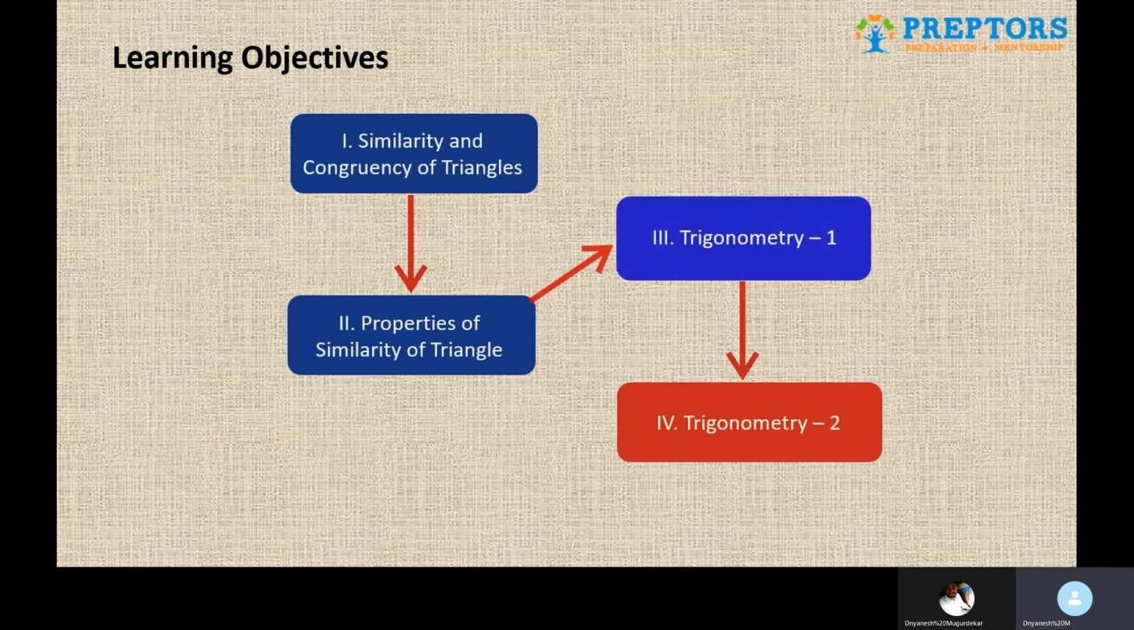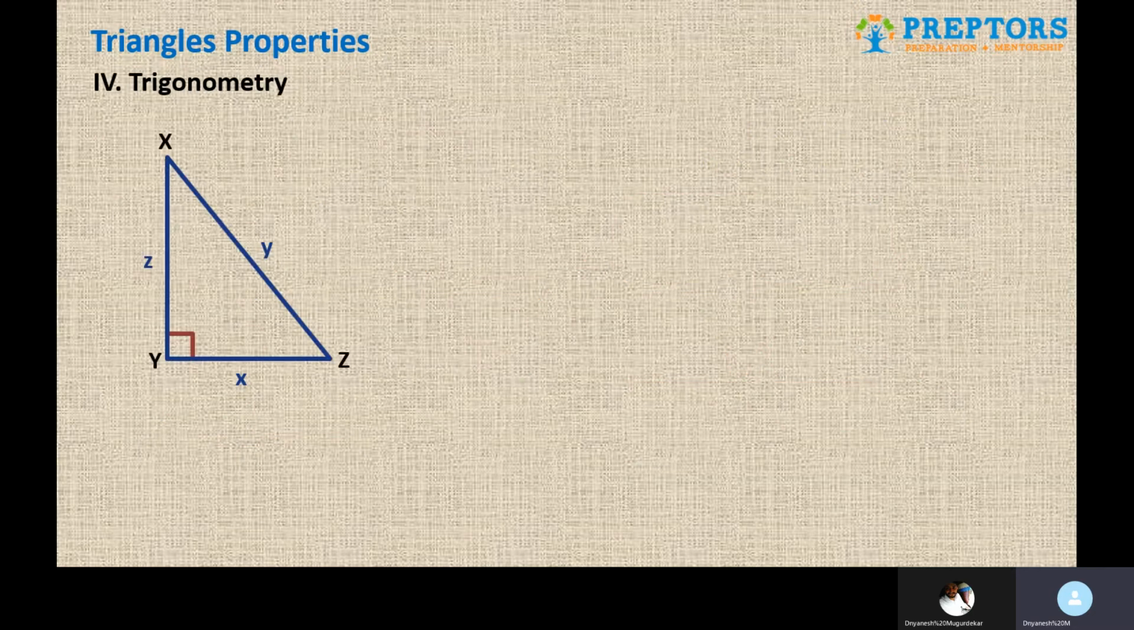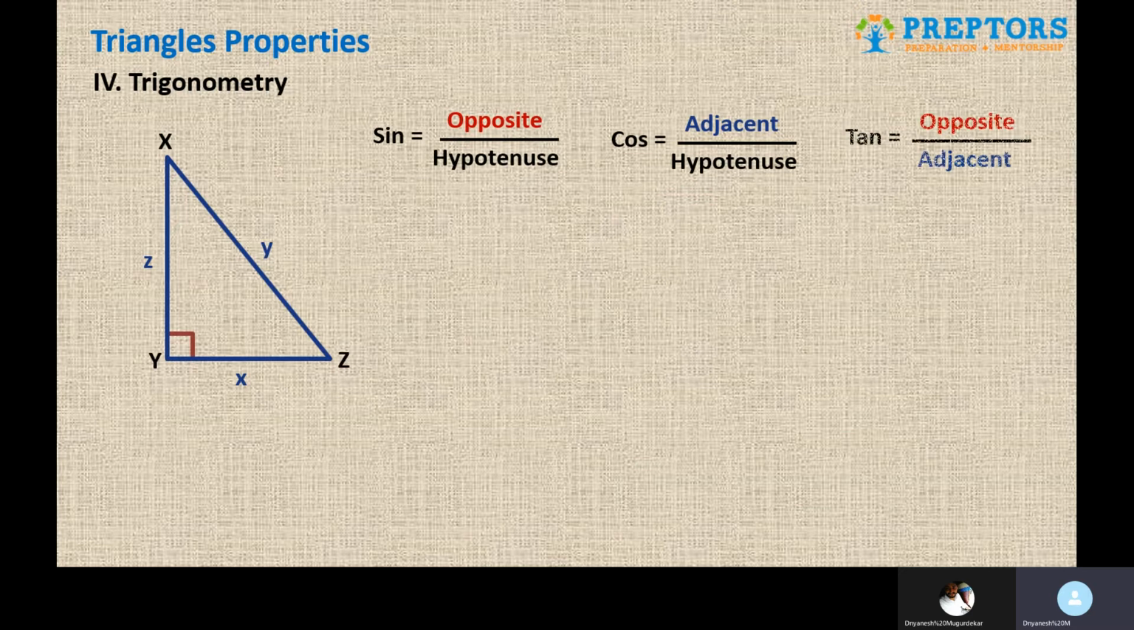The next part is trigonometry. Obviously the sine ratios, the cos ratios, and the tan ratios are the main three ratios. So sine is opposite upon hypotenuse, cos is adjacent upon hypotenuse, tan is opposite upon adjacent. Old Henry and his old aunt. This is a statement that you can remember.